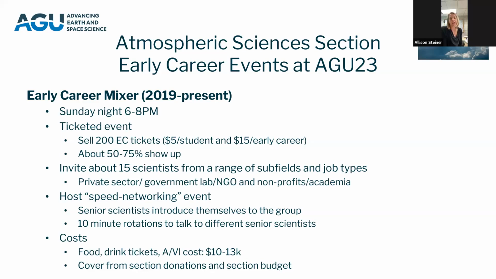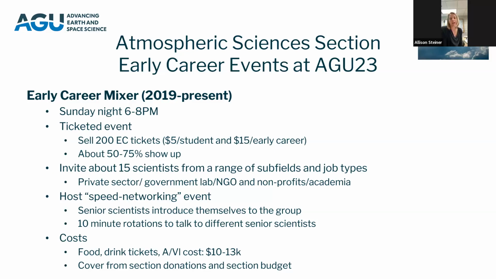We hold this the Sunday night before the meeting starts, from 6 to 8 p.m. And this is a ticketed event. Usually we sell about 200. We have the room set, which can usually hold about 150, and we have about 200 tickets that we charge for, mostly just to try to get people to show up. So the fees aren't very large. We charge $5 for students and $15 for early career. And usually about 50 to 75% show up. So the ticketing is a way of helping us get better numbers. And it usually sells out very quickly.